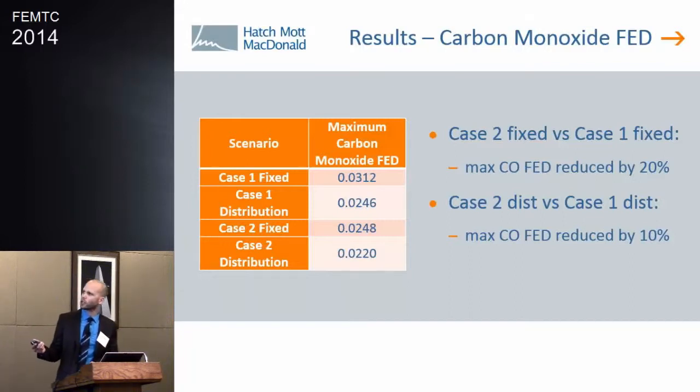But what's also interesting is when you look at distribution versus distribution as opposed to fixed versus fixed. In the distribution case, we only get a reduction in maximum FED, we calculated the average as well, of only 10%. When you look at the fixed case, where you're comparing apples with apples, you can see there's a much larger reduction in FED.